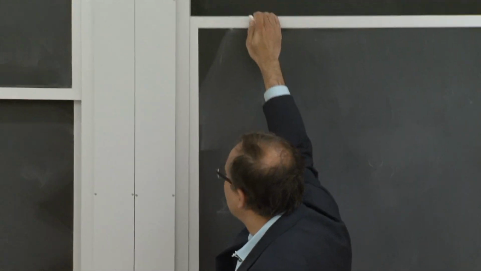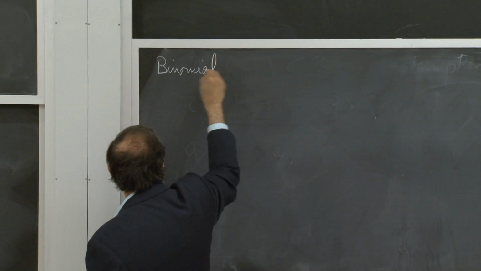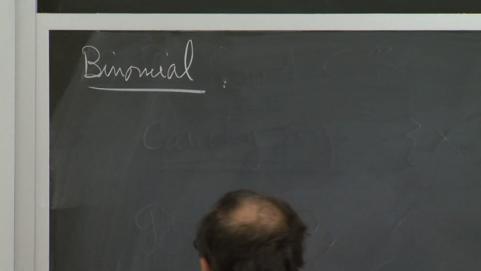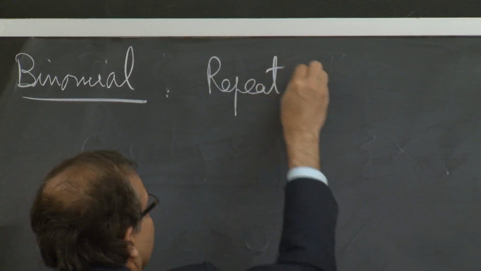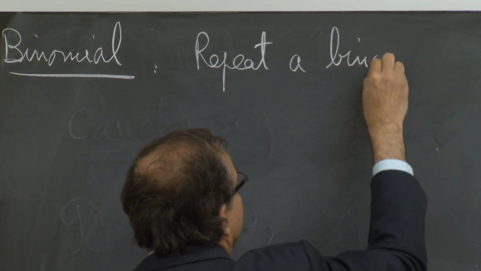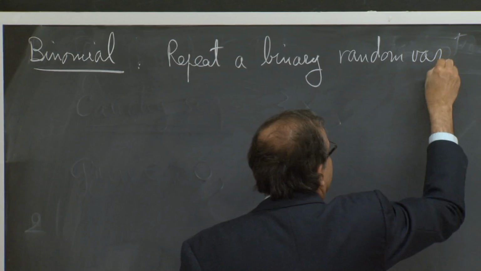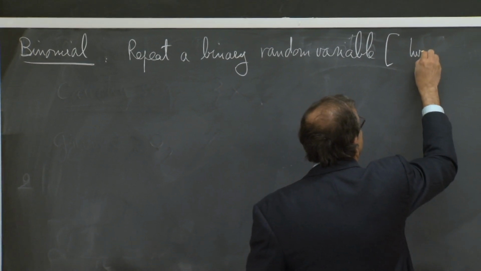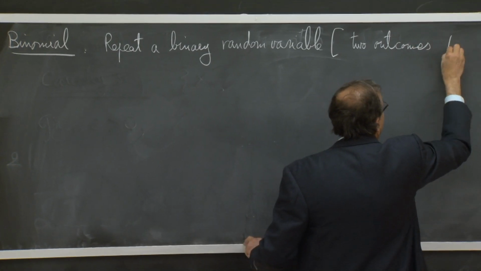All right. Let's take a look at a couple of other distributions, this time discrete. So the binomial distribution is repeat a binary random variable. And what does this mean? Means two outcomes, that's binary. Let's call them A and B.